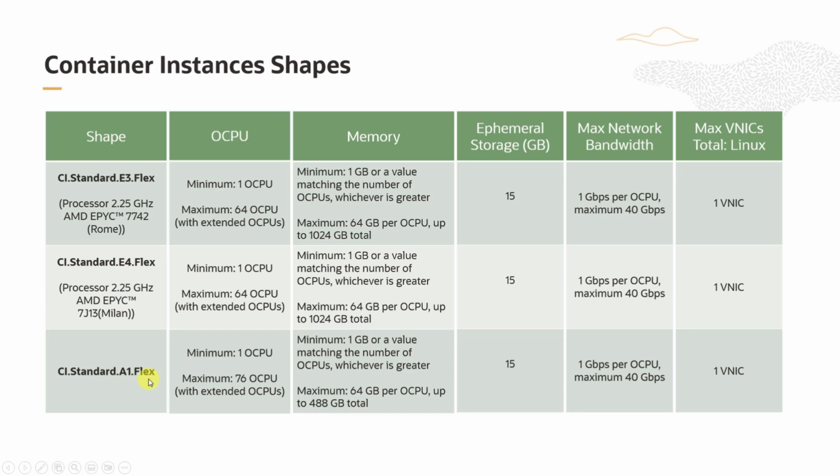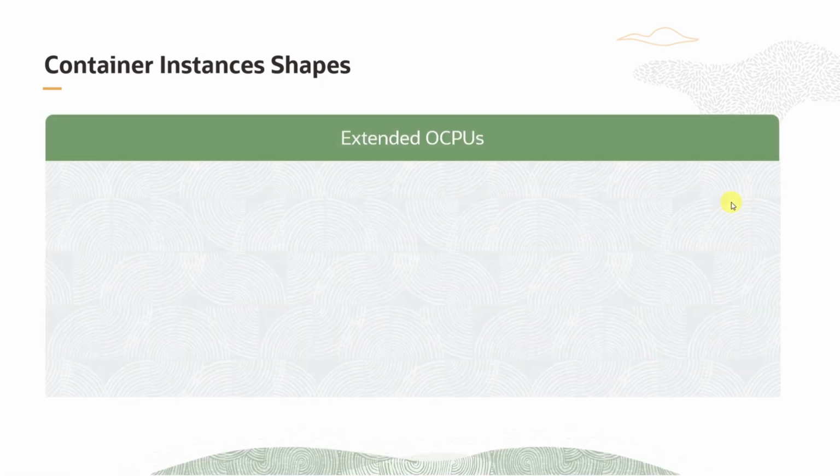with your workload requirements. Each of these shapes features extended OCPUs, allowing you to create container instances with cores that surpass the standard limit. Additionally, the network bandwidth scales in correlation with the OCPUs, ranging from 1 Gbps per OCPU to a maximum of 40 Gbps. Every shape includes 15 GB of ephemeral storage and one virtual network interface card, also known as VNIC, for seamless integration into your infrastructure. Now let's understand this concept of extended OCPUs.